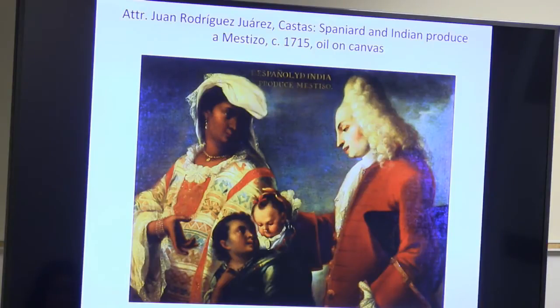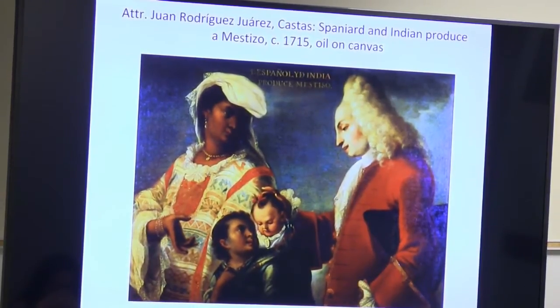And like many artists of his time, he did portraits. There are a lot of portraits. He did religious images. He did, in the 18th century, all the major artists do cast paintings at one time or another. So this is one image of a series of cast paintings that were produced, or we think are produced by Rodriguez Juarez. It makes sense, around 1715.